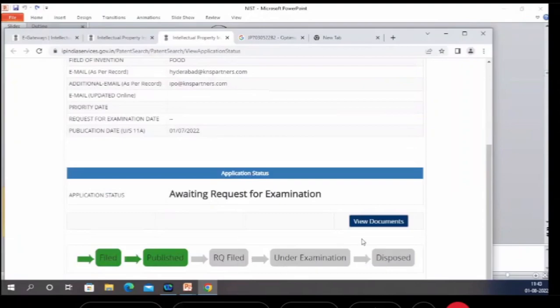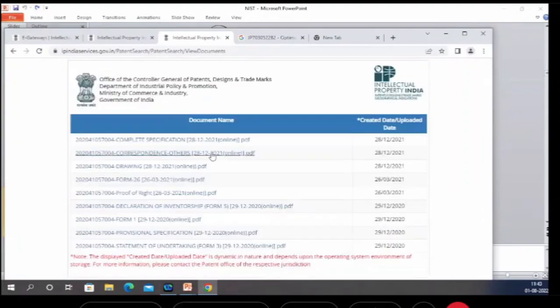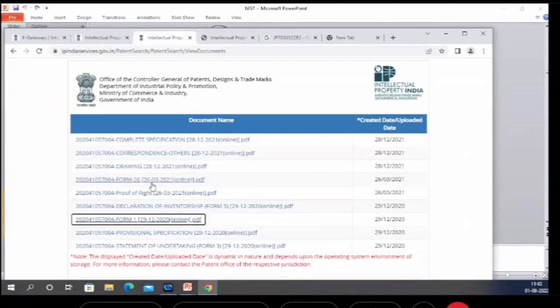If you see view document status here, you can see all the documents here. In the previous slide, I showed you 5 documents. That means form 1, form 2, form 3, form 5 and form 18. So these are the forms. Just click over here on form 1. If you click form 1 here, you will get form 1. If you click the declaration form 5, this is form 5.